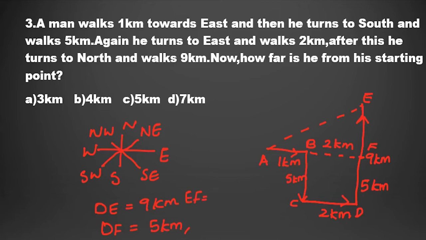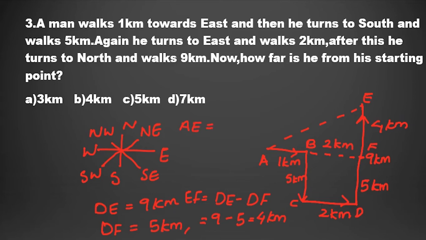EF is equal to DE minus DF. That is equal to 9 minus 5, 4 kilometer. This is 4 kilometer. And we have to find out AE, the distance of AE. For that, we use hypotenuse. Hypotenuse is equal to hypotenuse, that is AE.